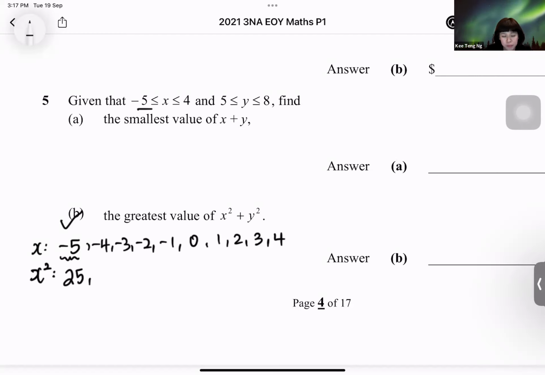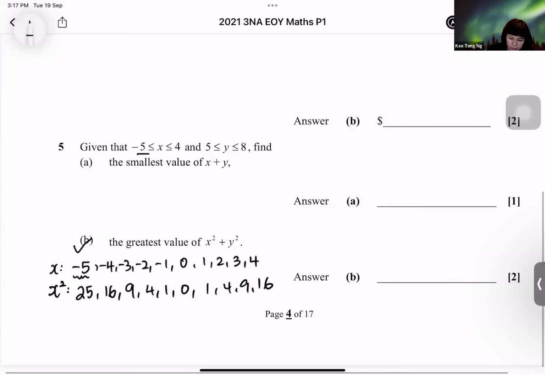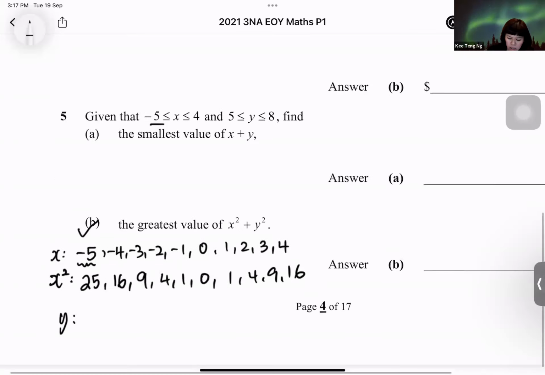+25. Then this one becomes +16, 9, 4, 1, 0, 1, 4, 9, 16. So observe that the negative signs have all changed. When you square something, it's no longer negative, it's positive. And then what about our y square? Y itself is from 5 to 8. So 5, 6, 7, 8. Y square will be 5 square will be 25.